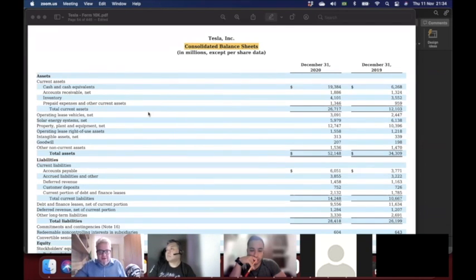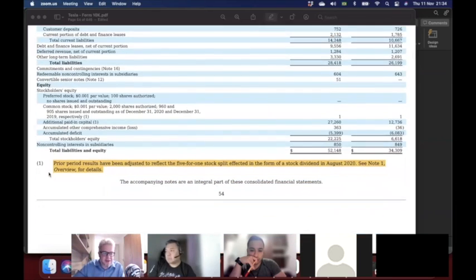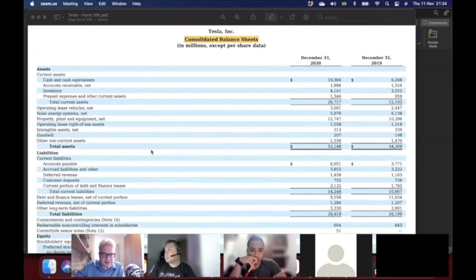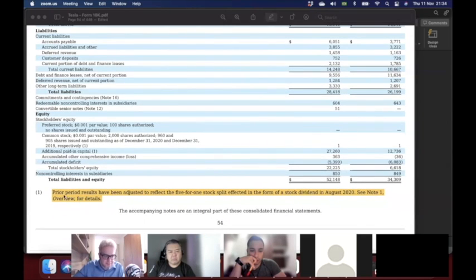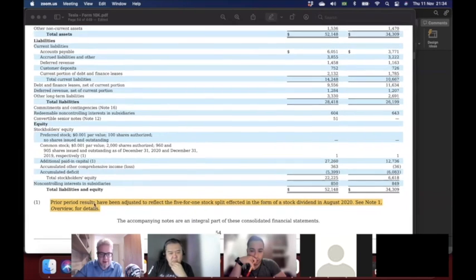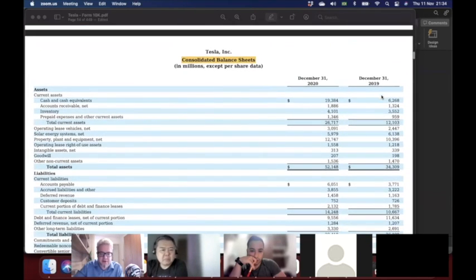But continuing here, and just to show you, they even included an explanation already. Not an explanation, but they say, prior period results have been adjusted to reflect the 5-for-1 stock split effective in the form of a stock dividend in August 2020. See note 1. Overview for details. So you're going to understand later what it means, okay? But it is a number that you cannot understand only by looking at it.